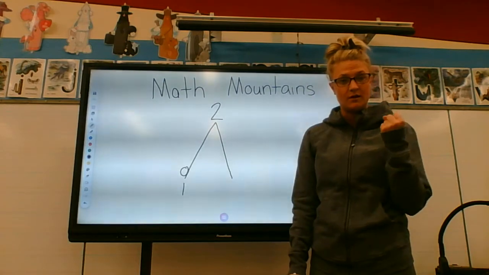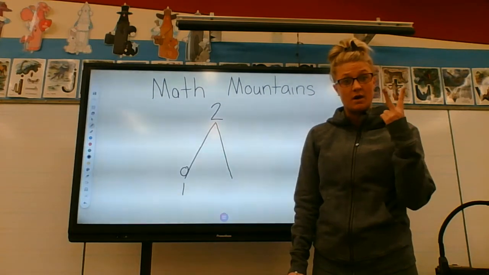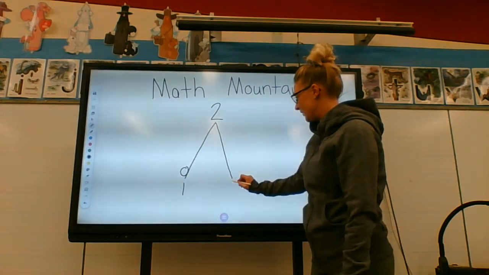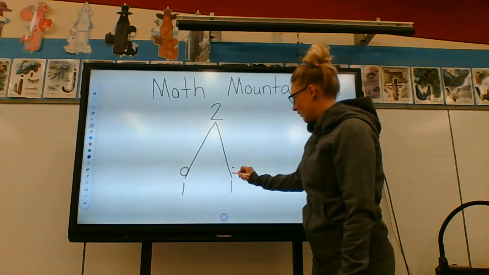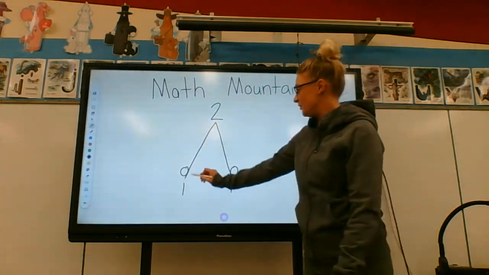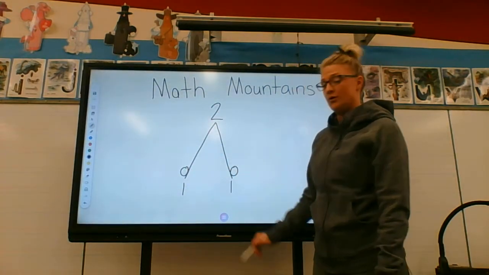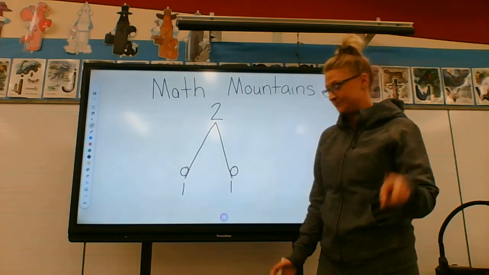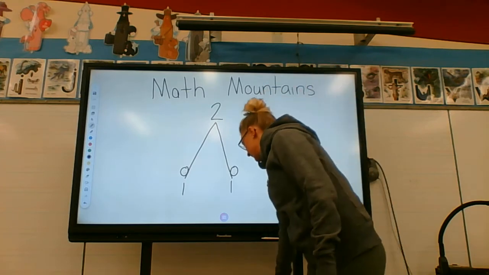If we use our fingers, 1 plus 1 equals 2. So over here I'm going to add a 1 and 1 circle. Then I'm going to double check and count to make sure I have 2. 1, 2. 1 and 1 are partners of 2. All right, let's try another one.